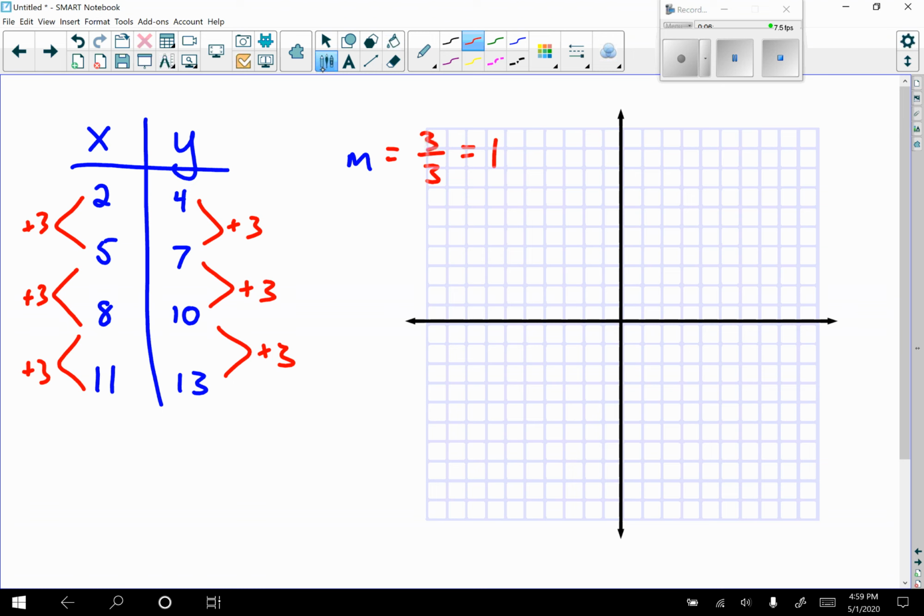So just going here, I've got 2, 4. Since my slope is 1, even though I don't have the values written out here, I'll just plot the points that I did have. It'll be a little bit easier. So then I have a 5, 7. So that's up here. I have an 8, 10.